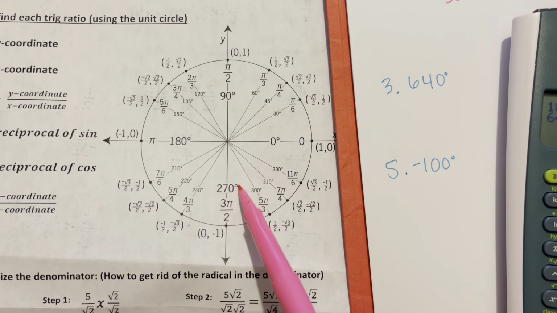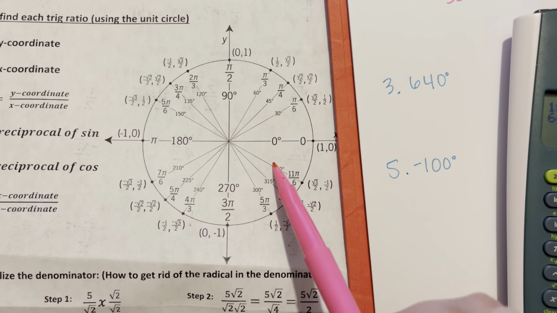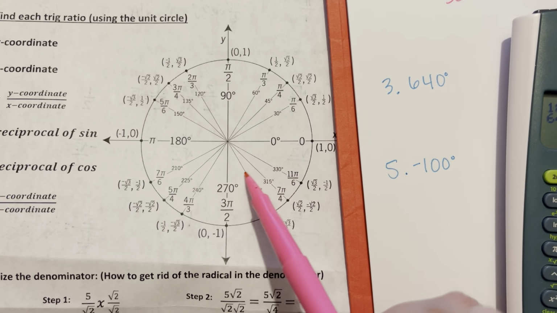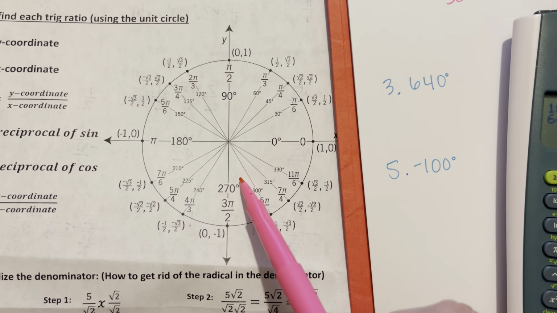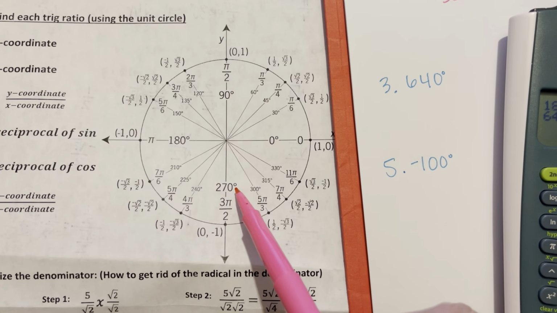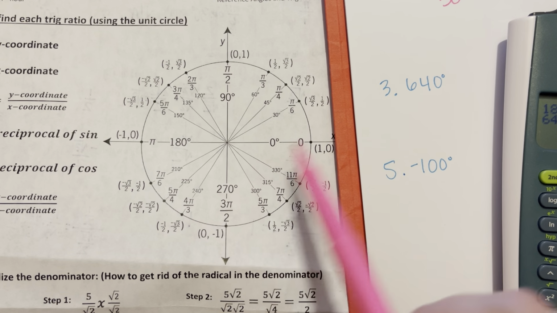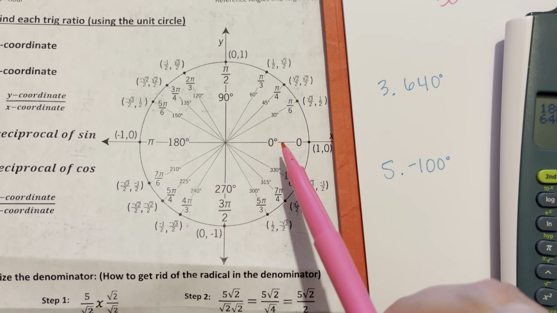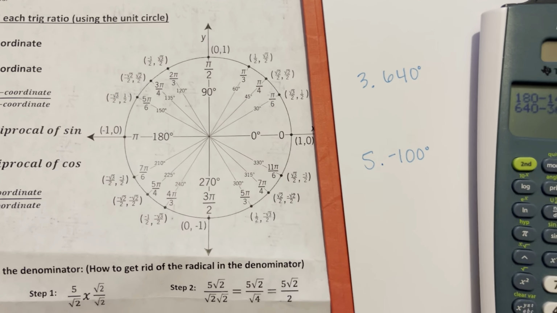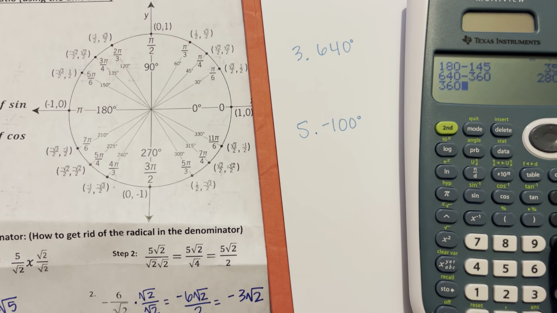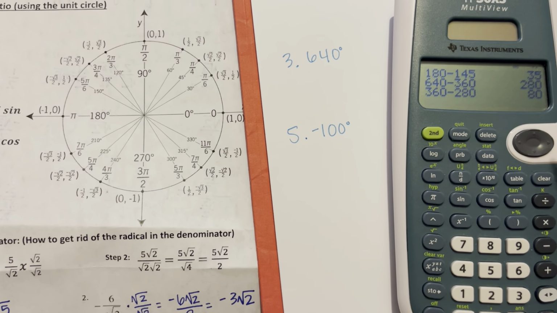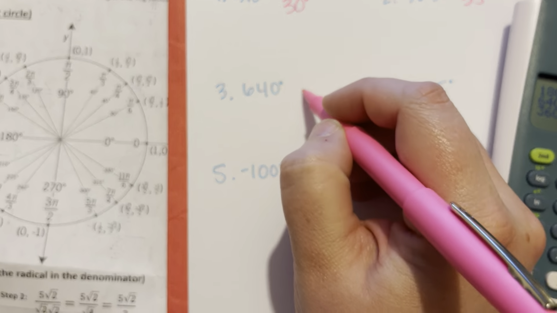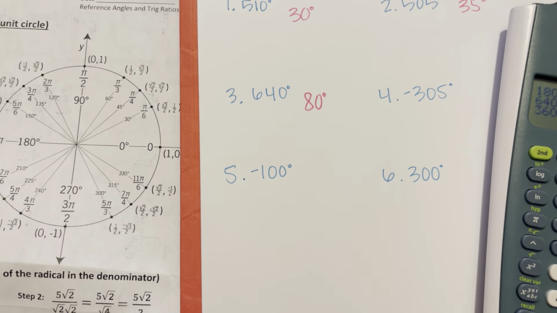Now, this is 280. If I continue to go here, it's not going to go back to 0, it will be 360. So to find my reference angle, I need to subtract those two numbers. The 280 that I just calculated for the coterminal angle for this 640 degree angle, and 360. So 360 minus 280 will give me my reference angle of 80 degrees. So if the angle is 640 degrees, the reference angle is 80 degrees.